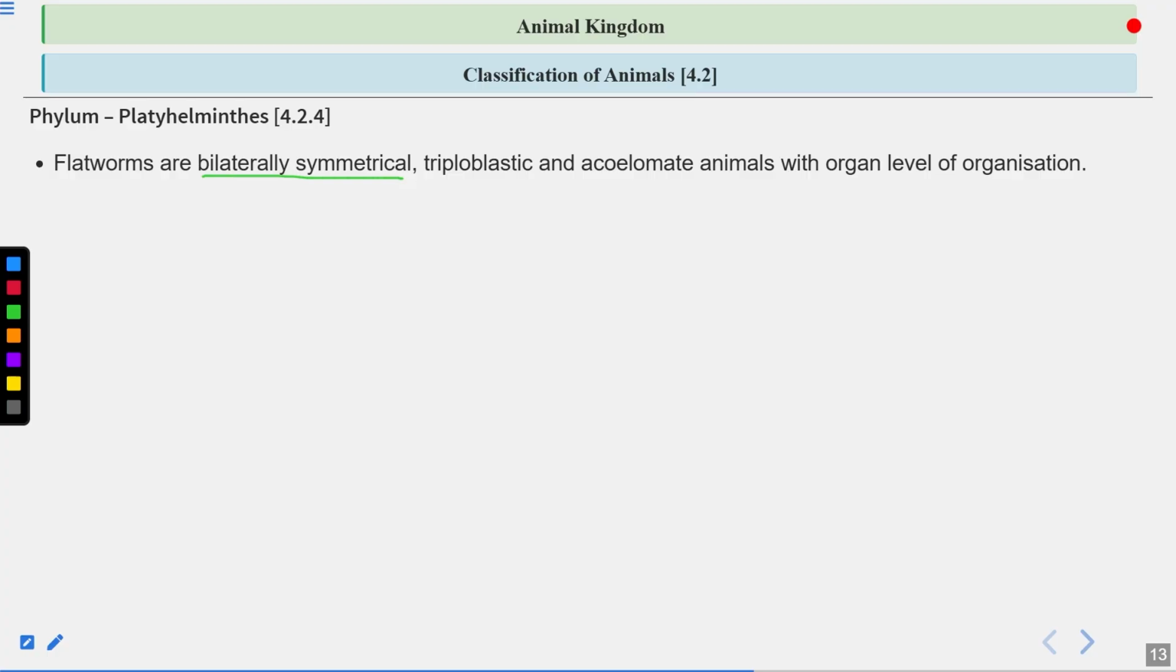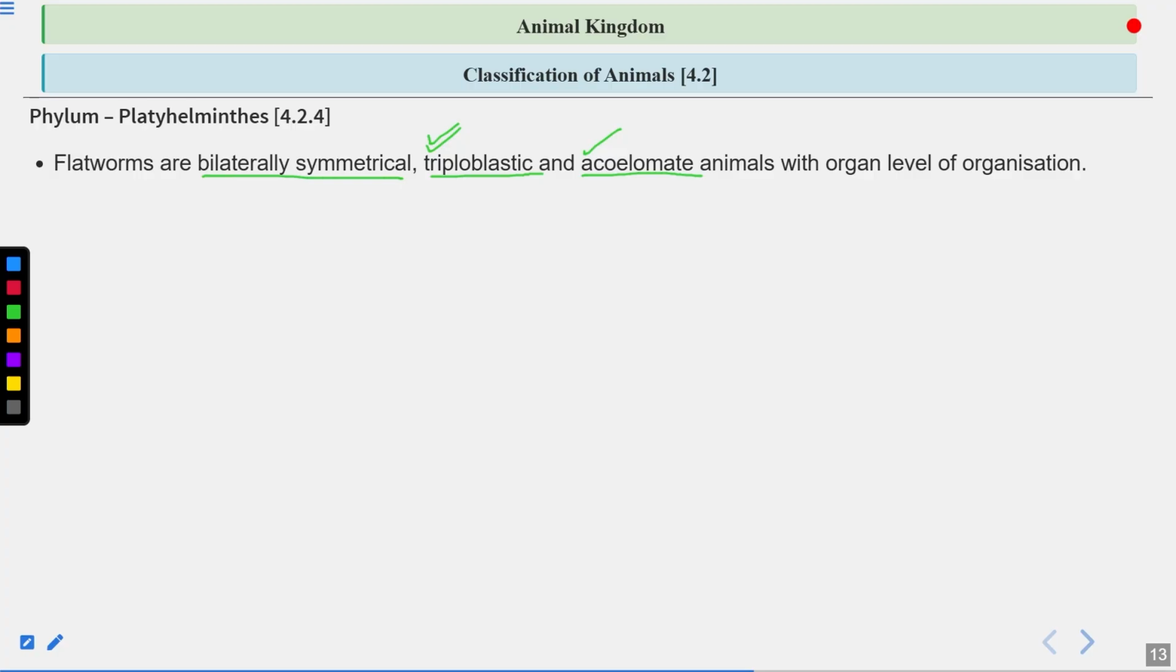Bilaterally symmetrical. Triploblastic, first time the organism is triploblastic. Before this phylum, Ctenophora and Cnidaria, both are diploblastic. But this first time Platyhelminthes is triploblastic. Acoelomate. What is the meaning of acoelomate? No body cavity. No body cavity is found in the animal.